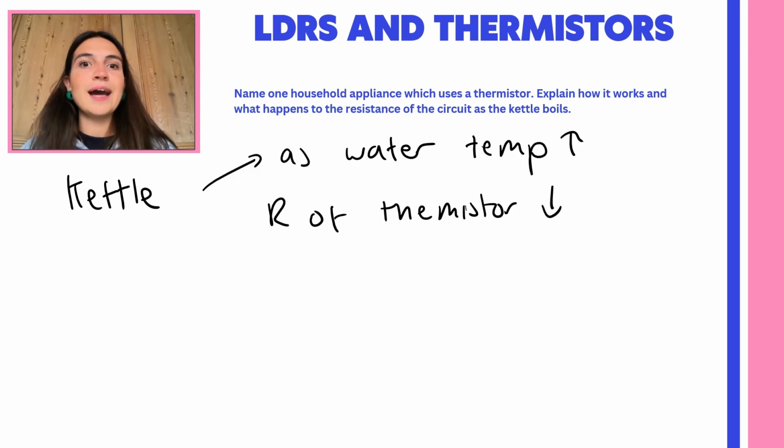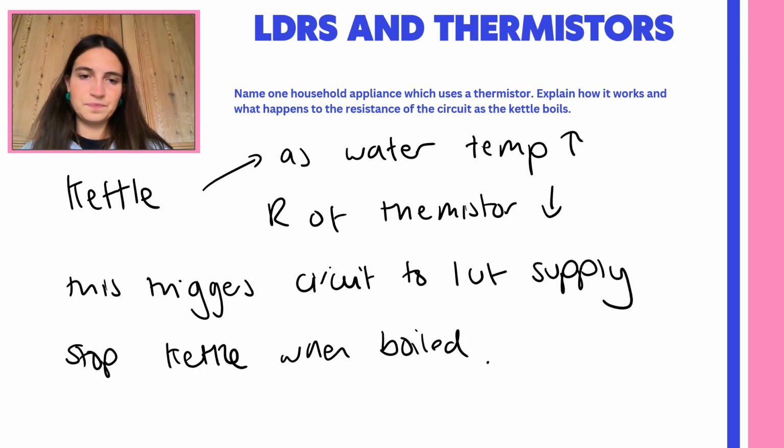So let's talk about a kettle. As the water temperature increases, the resistance of your thermistor in your kettle will decrease. And at a certain point, a certain lowness, if you like, for that resistance, that will trigger your circuit to cut the supply off to your kettle. So to stop the kettle receiving any electricity when your water has boiled, when that temperature has reached 100 degrees. So yeah, these are how thermistors work in temperature sensitive circuits. You don't need to explain it in any more detail than that.